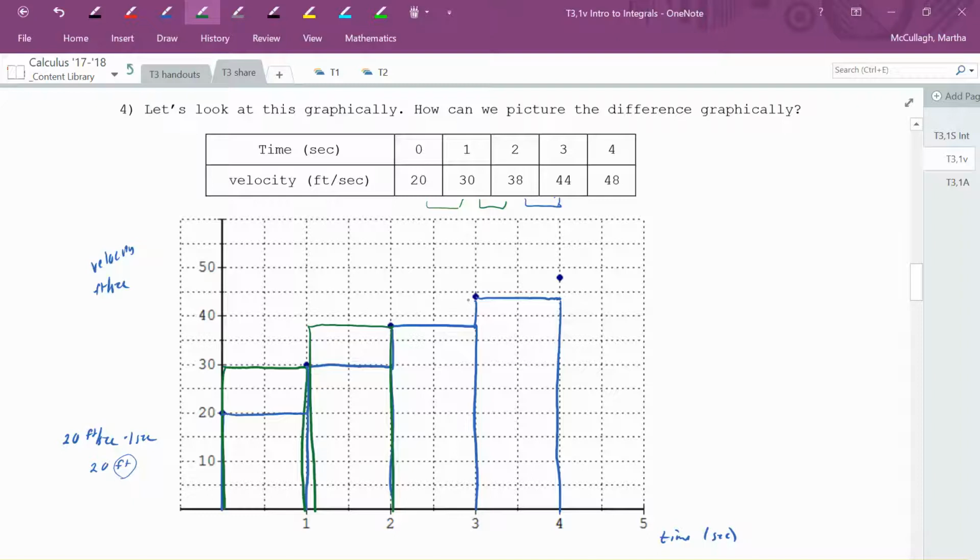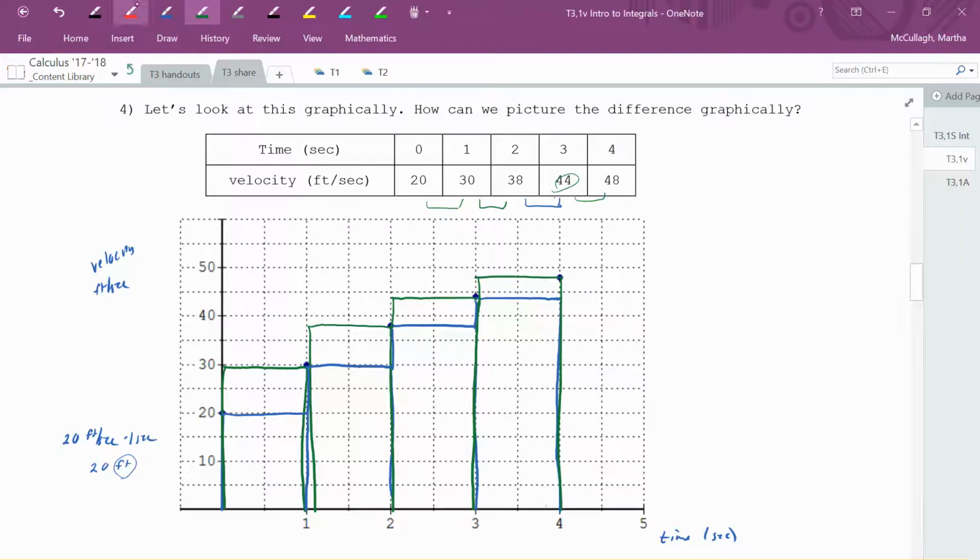And in the third interval, I'm going to use this higher number, the 44 feet per second. So I end up with this rectangle. And for the last interval, I'm going to say, well, he could have gone close to 48 for that entire time. So I've got that rectangle.